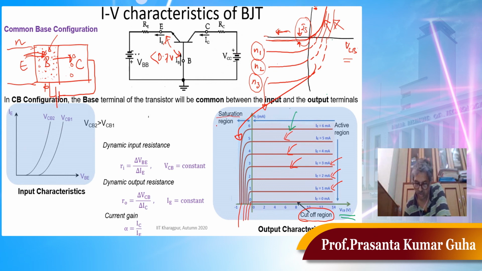This is your saturation region, where both the base-emitter and base-collector junctions are forward biased. In the cutoff region, the base-collector junction is reverse biased, but the base-emitter voltage is less than 0.7 volt. And the active region is very important for us, because for amplifier applications we need to keep this BJT in the active region. In the active region, the base-emitter junction is forward biased and the base-collector junction is reverse biased.